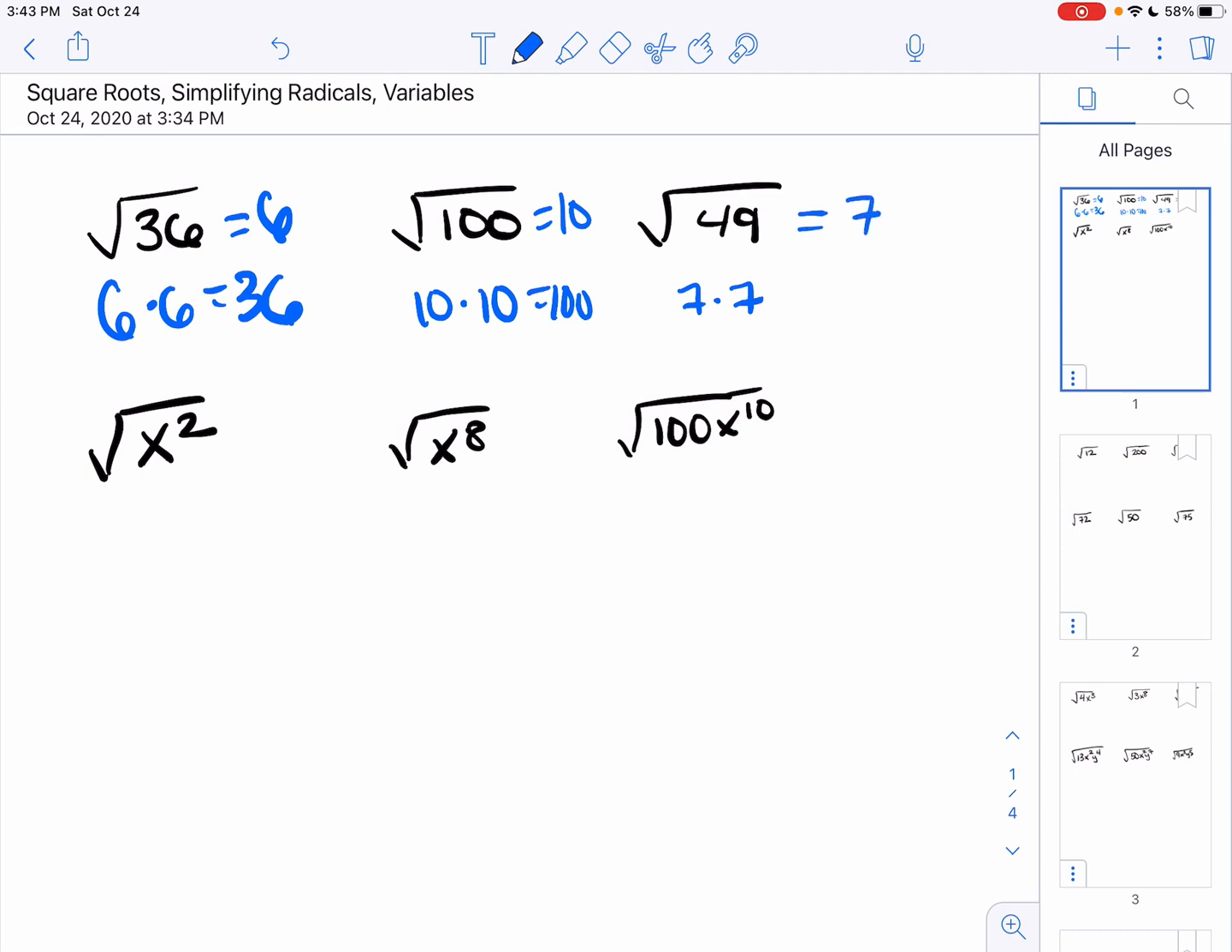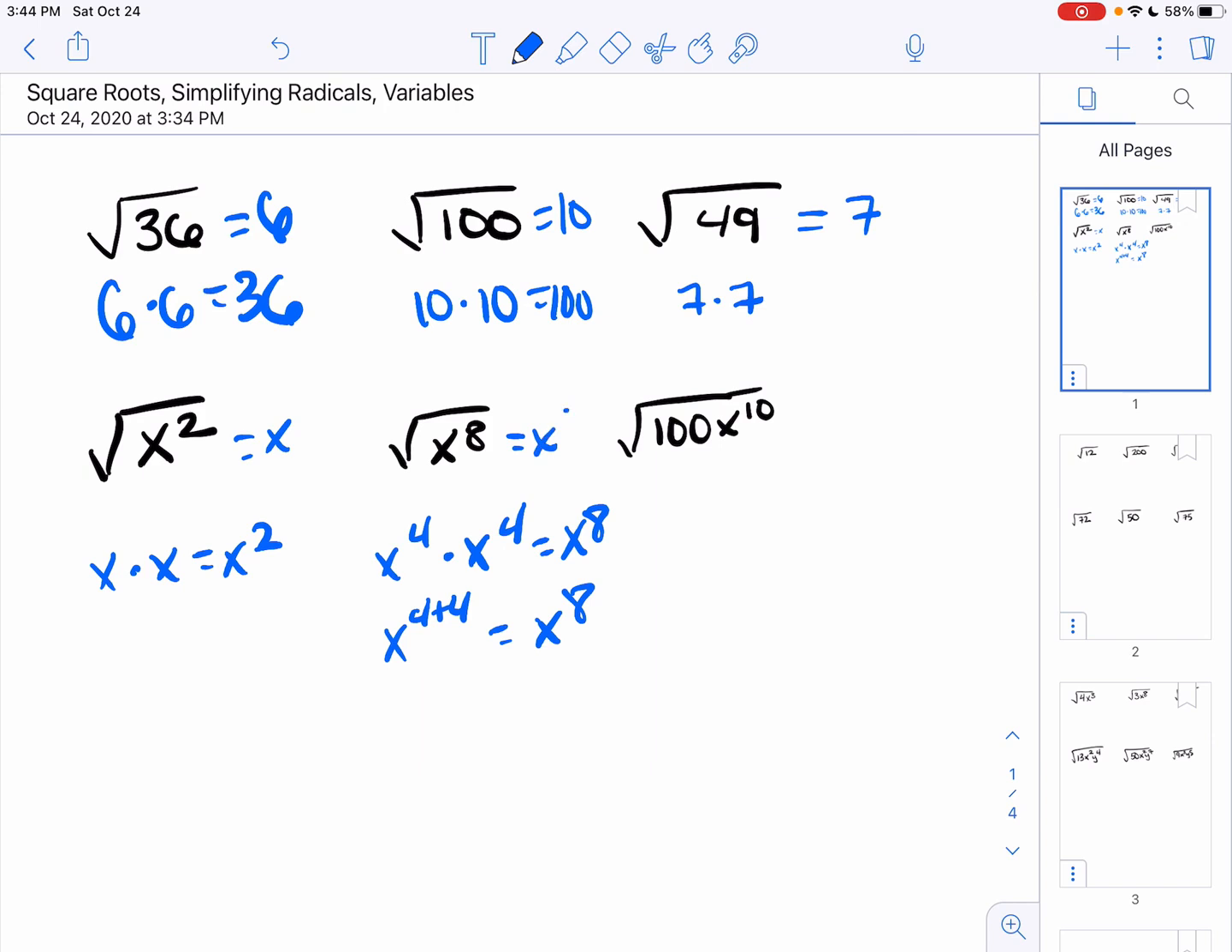This can work with variables too. And any variable that has an exponent that is even is a perfect square. So when we take the square root of x squared, two things that multiply that are the same to get to x squared, x times x is x squared. So the square root of x squared is x. With x to the eighth, x to the fourth times x to the fourth equals x to the eighth, because remember, when you multiply things with the same base, we add the exponents. So x to the fourth plus 4 equals x to the eighth. So the square root of x to the eighth is x to the fourth.